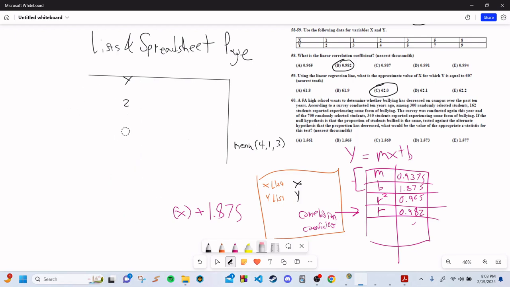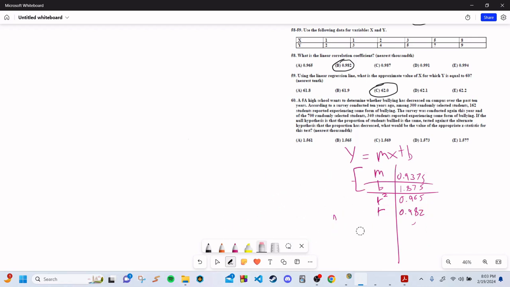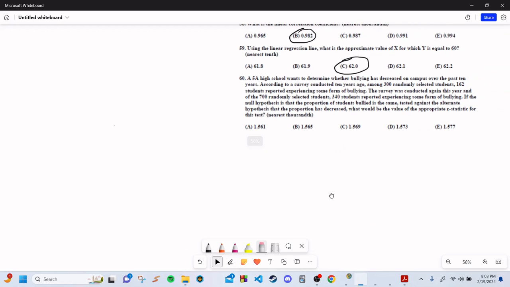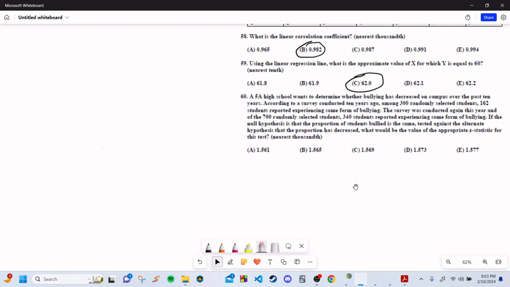So make sure you know how to do a linear regression on your lists and spreadsheets page, what commands you need to use, and what all of these symbols mean. All right, so moving on to our final question on the test, question 60.